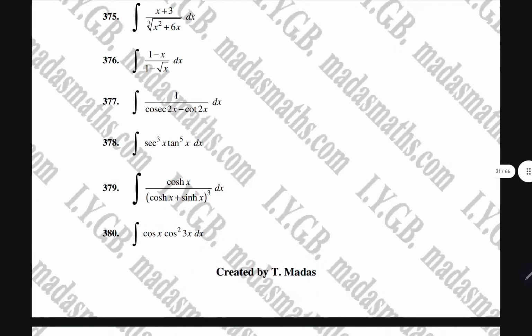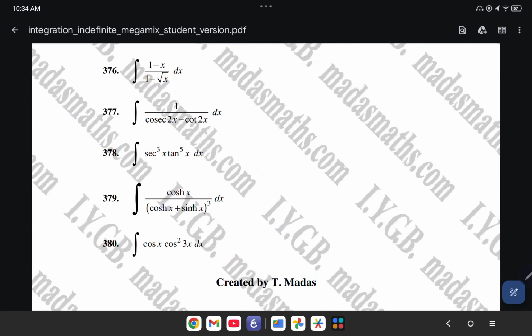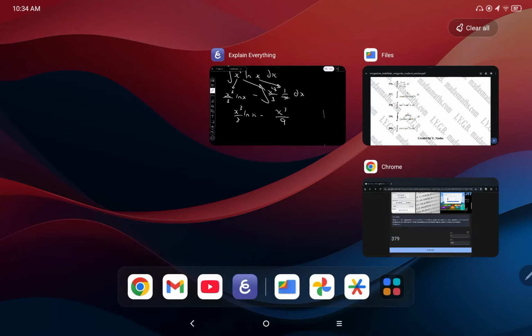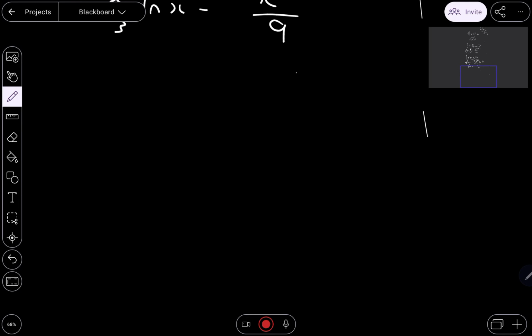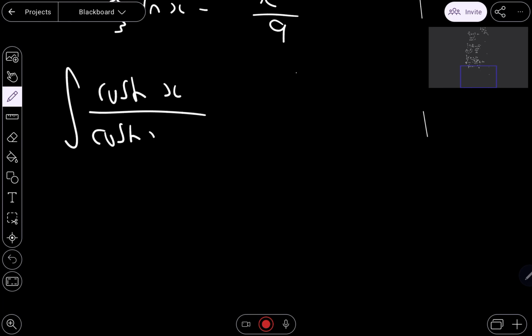379 is here. Oh, it's a hyperbolic. Fantastic. We haven't seen a hyperbolic in ages. Cosh over cosh plus sinh to the power 3. So it's the integral of cosh over cosh plus sinh, all to the power 3, I believe. Now, as I'm writing this, I'm really thinking here.